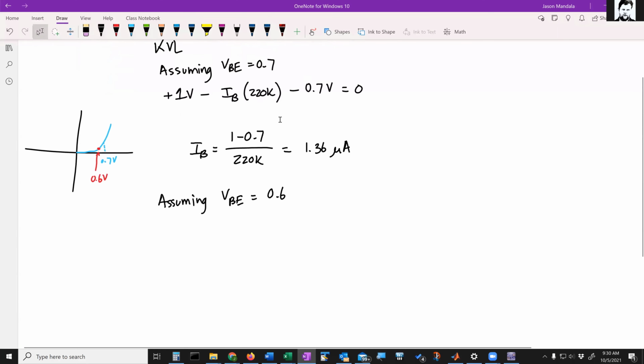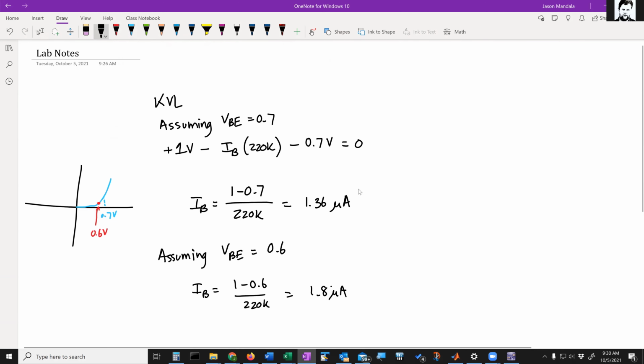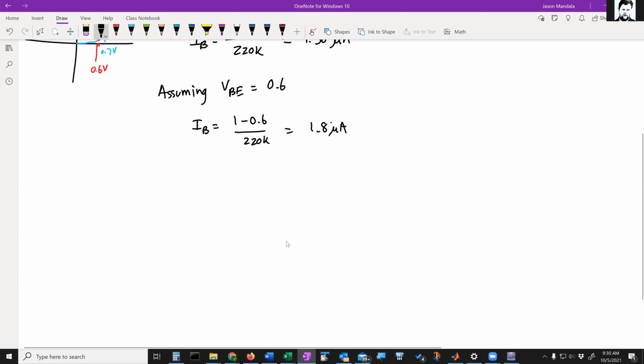Now, let me just fill this in. This was about 1.8 microamps. And the measured value was 1.723. Okay, so now I wanted to look at beta.